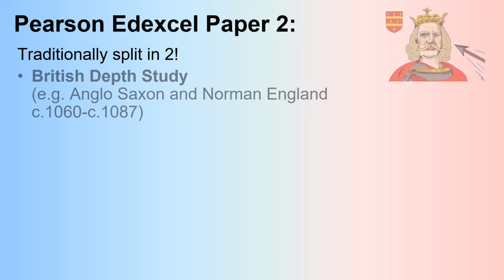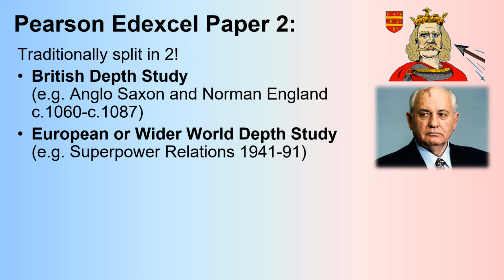Let's consider how the Pearson Edexcel paper 2 is actually structured. It's traditionally split in two. There's a British depth study, for example Anglo-Saxon and Norman England 1060 to 1087, and then there's a European or wider world depth study, e.g. Superpower Relations 1941 to 1991, and that's going to be the focus of this video.